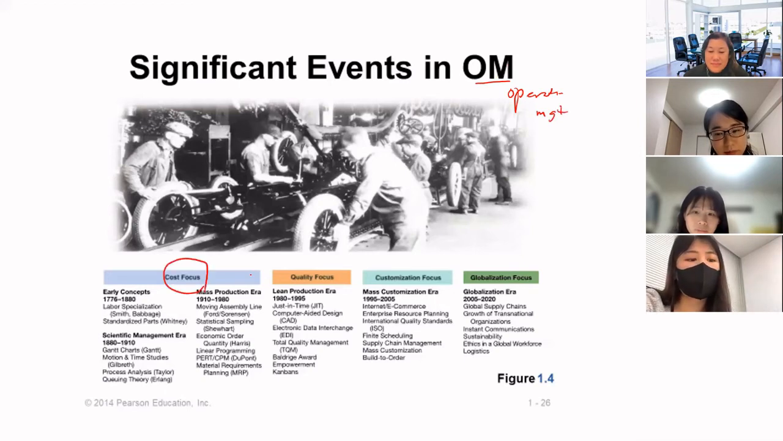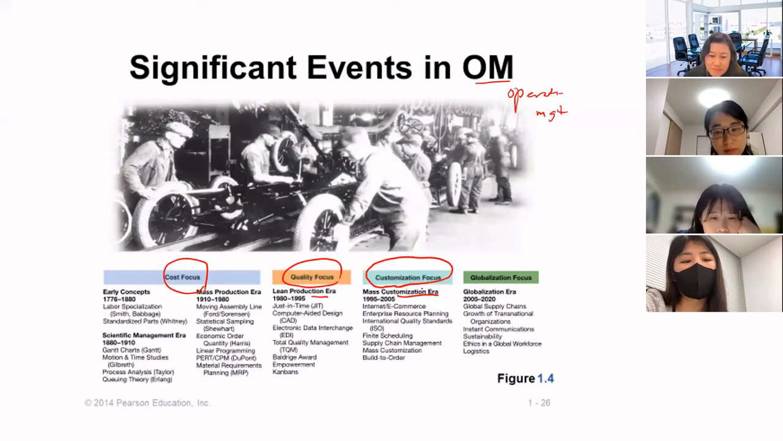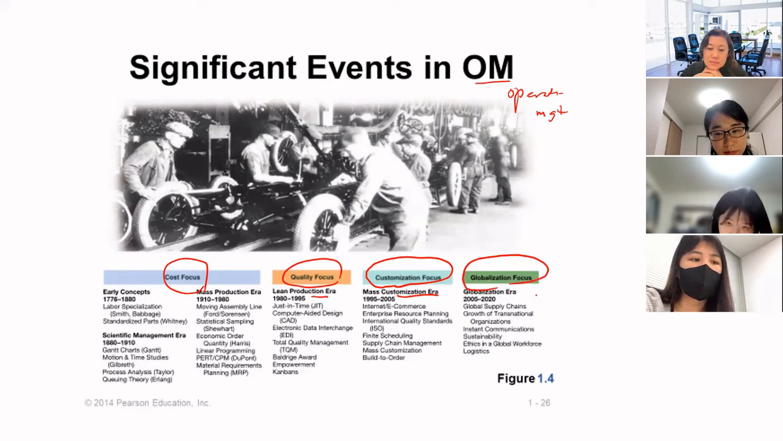So from cost focus to quality focus, the lean production era, and customization focus, mass customization. So we have seen all this. For example, Dell produces mass customized computers, and other products, especially Amazon. And globalization focus. So now we are in the globalization focus. But I do not know, maybe we can invent a new one, COVID focus, pandemic.